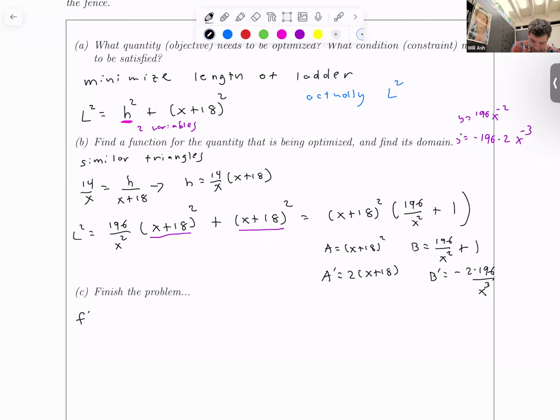So a prime b, I'm going to write this as 2 times x plus 18 times 196 over x squared plus 1, plus b prime a, which is minus 2 times 196 over x cubed, times a, which is 18 minus x plus 18 squared. The reason I left it as 2 times 196 is because I know I'm bringing both of these 2's out, and I'm going to be dividing it anyway. So here, let me make that look a little nicer.